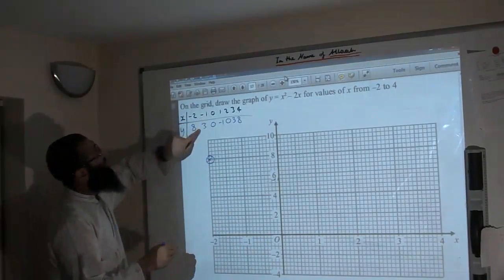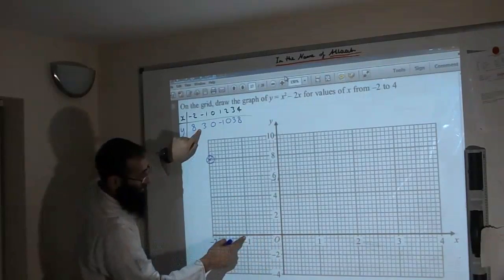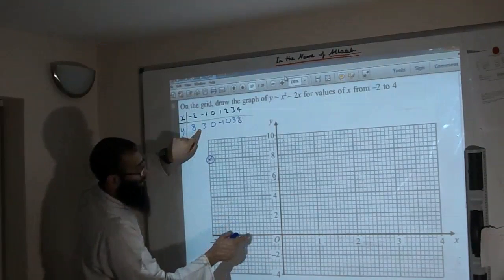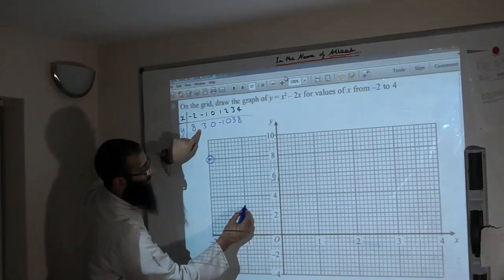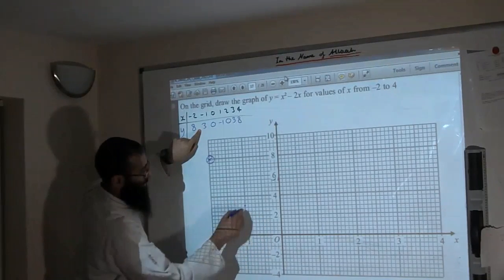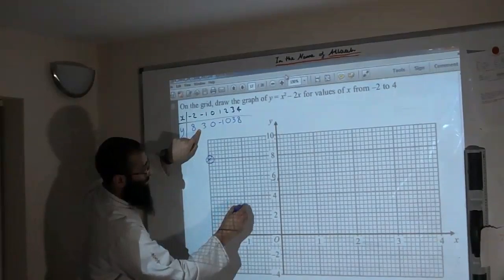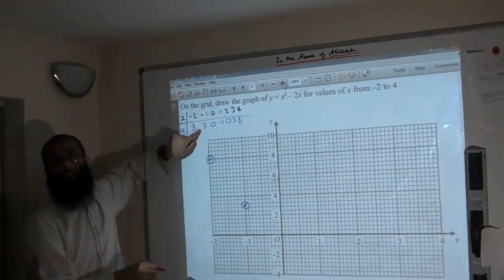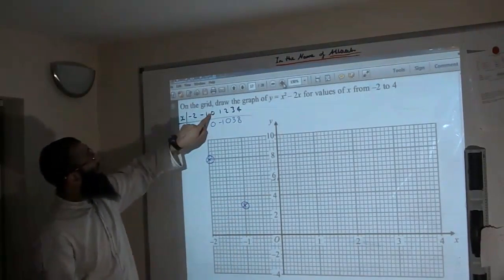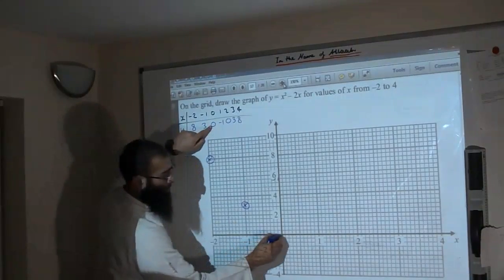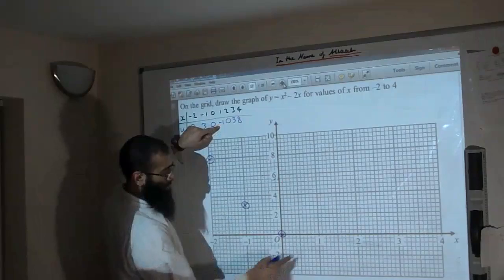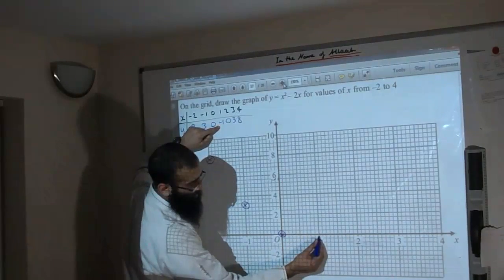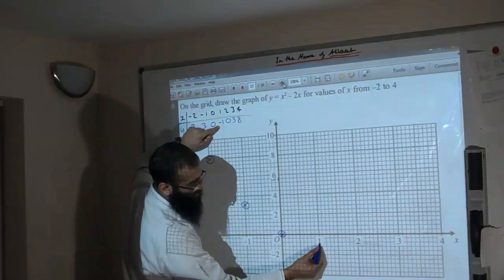When x is minus 1, y has a value of 3. So it's 2 is halfway, so it'll be 1, 2.5. Okay, next one. When x is 0, y is 0. When x is 1, y is minus 1. So 1 is minus 1, so come down by 1, 2, 2.5 squares, which is around right there.